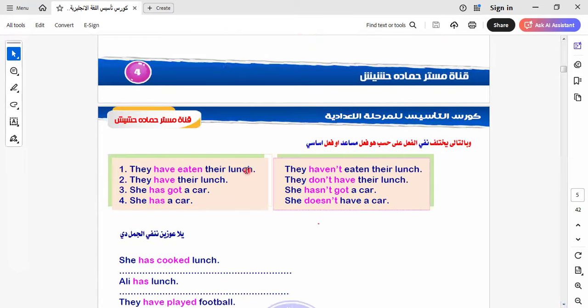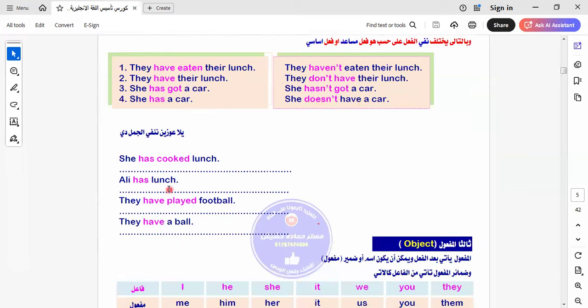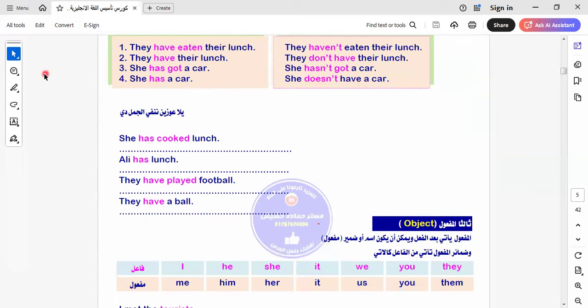Here is the helping verb, according to the subject, like this. Here we say they have eaten. When we put it in the negative form, we say haven't eaten. So here haven't is the negative form. Have their lunch: here have is the main verb. So I say don't have. Has got becomes hasn't got. Here we have has. When we make a negative, I put doesn't, and I put the verb in its stem form. The stem of has is have. So here we do this negative.